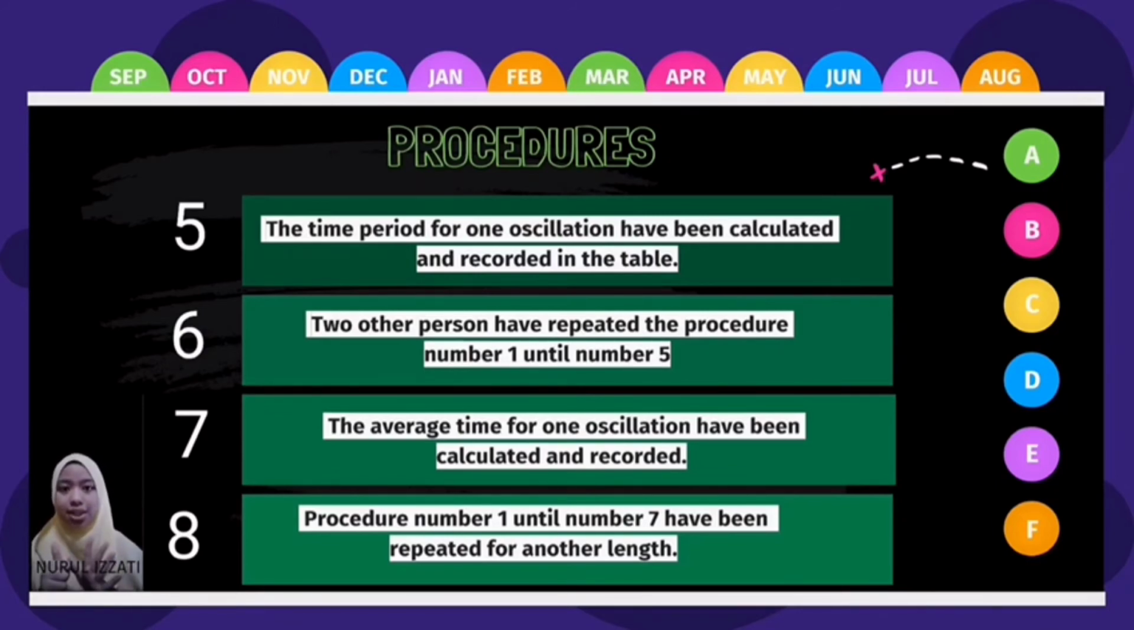Procedure number 6, two other persons have repeated procedure number 1 until number 5. Procedure number 7, the average time for 1 oscillation has been calculated and recorded. Procedure number 8, procedure number 1 until number 7 have been repeated for another length.